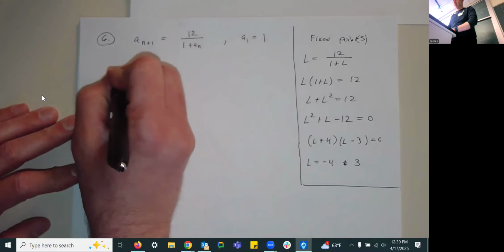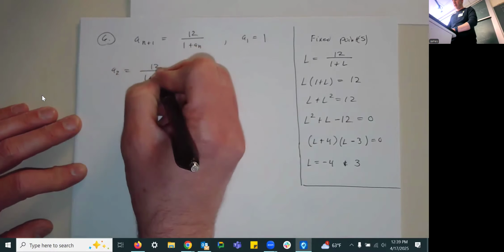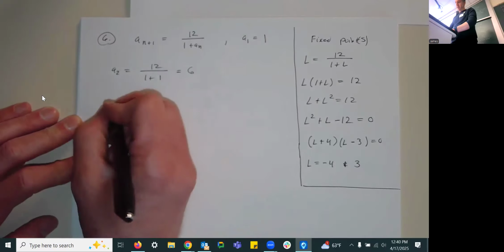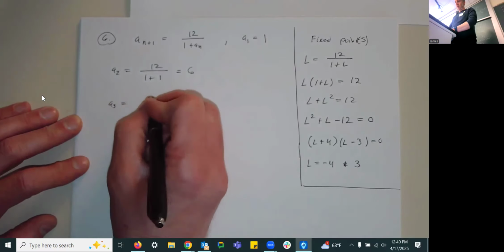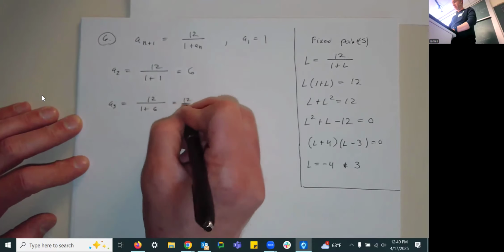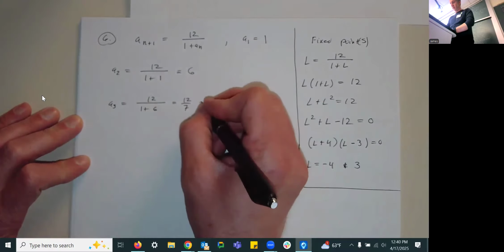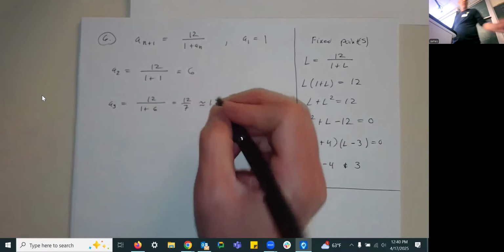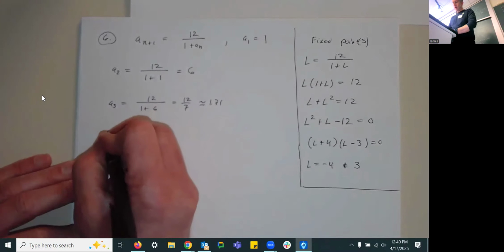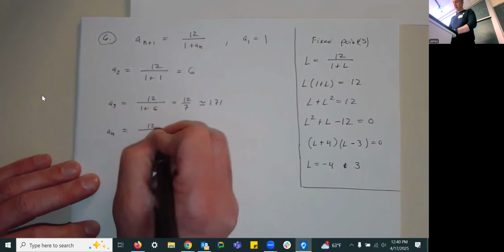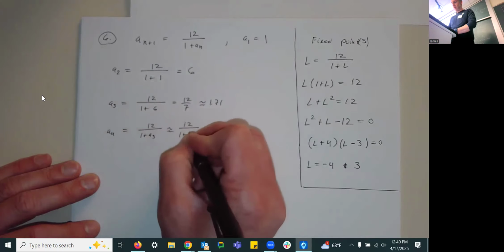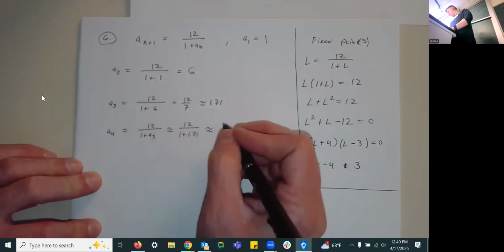So our a sub 2 is going to be 12 divided by 1 plus a sub 1, which is 1, which is 6. Our a sub 3 is going to be 12 divided by 1 plus a sub 2, which is 12/7, which is not particularly lovely. It's approximately 1.71. Keep going. Our a sub 4 is going to be 12 divided by 1 plus a sub 3, which is approximately 12 divided by 1 plus 1.71, which is approximately 4.42.